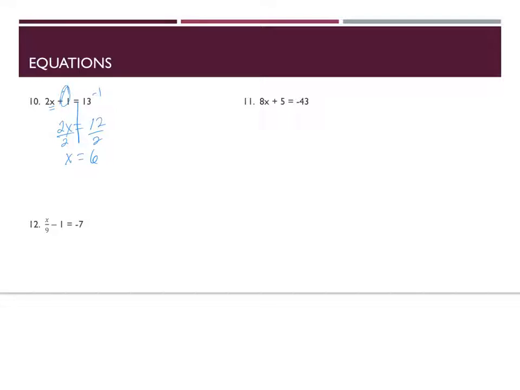To check, back in the original, take out x, plug in 6, follow the order of operations, or type it into your technology correctly, and 2 times 6 plus 1 equals 13, so that answer checks.